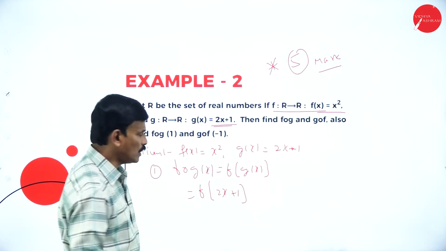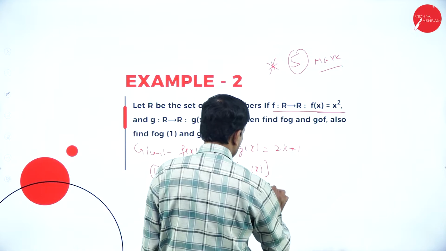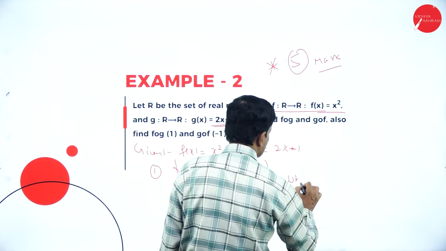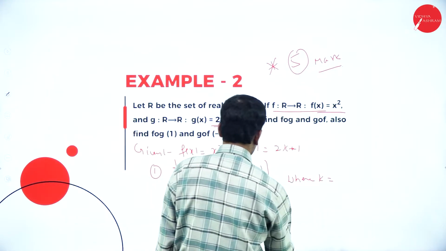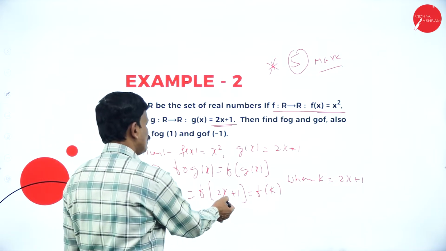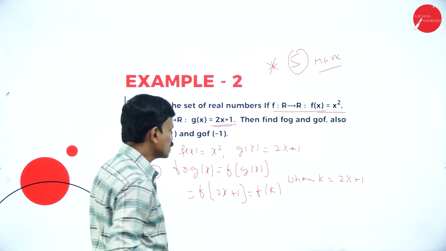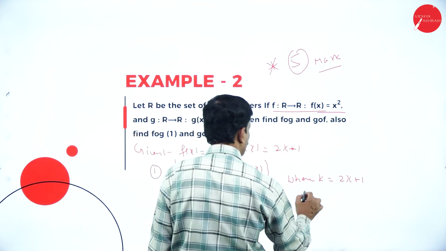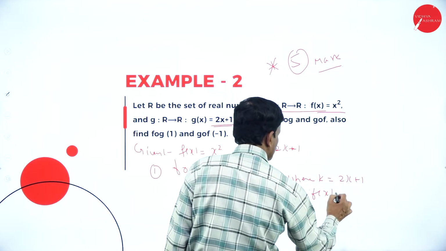Now, the very simple method is, let us consider what is inside the bracket, that is 2x plus 1, as k. What is k? k is equal to 2x plus 1. Now, we have f of x. Since f of x, what is f of x?